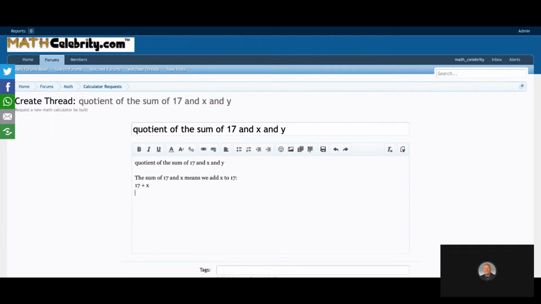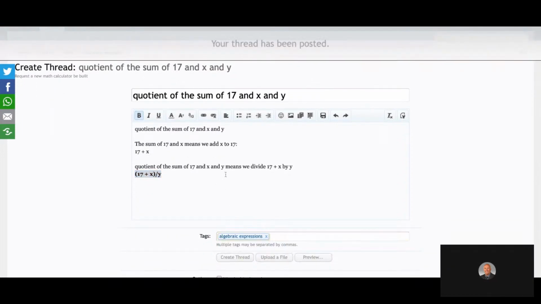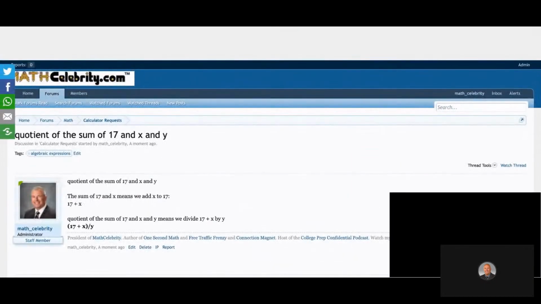17 plus x. Quotient of, just the whole statement here, and we divide 17 plus x by y. So we put the parentheses around this because we're dividing the whole term. So that is our first algebraic expressions problem today. Save that and we'll go to the next one.